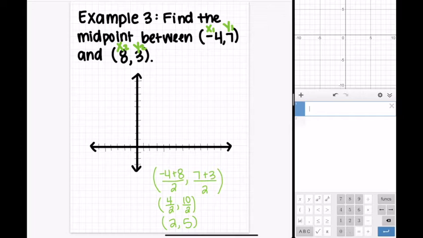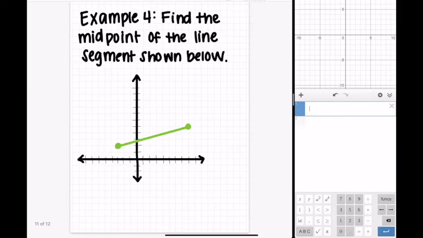So let's plot these points and make sure that that does look like it falls exactly halfway between the 2 points. So -4, 7. And 8, 3. Then let's graph our midpoint of 2, 5. And that does look like it falls exactly between those two.